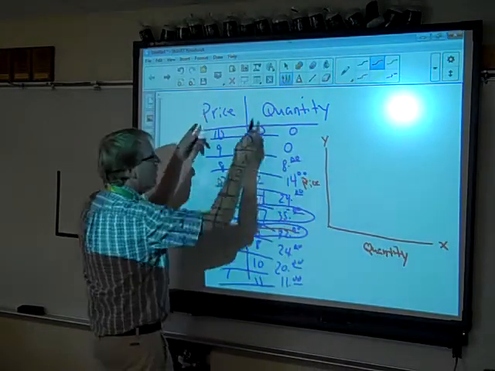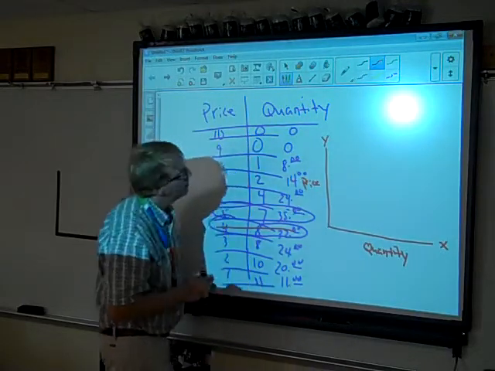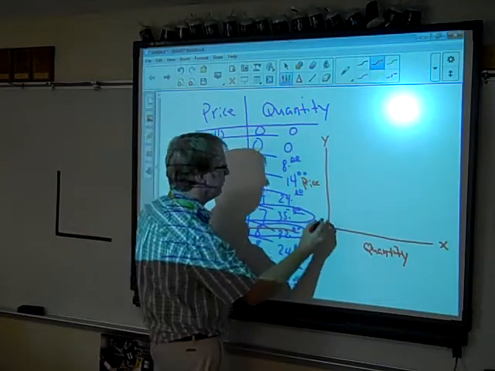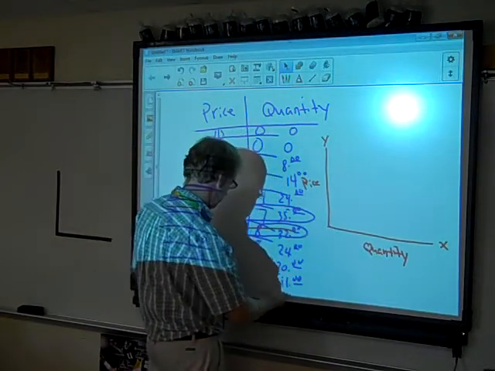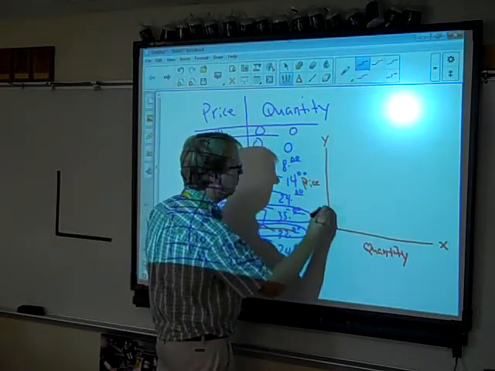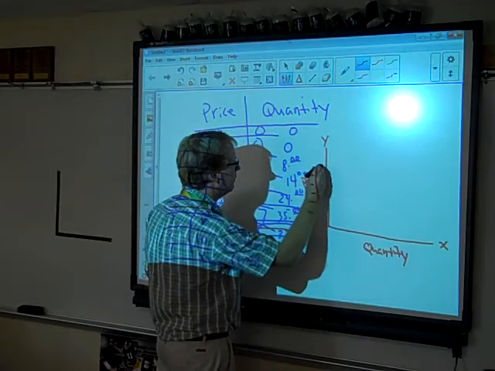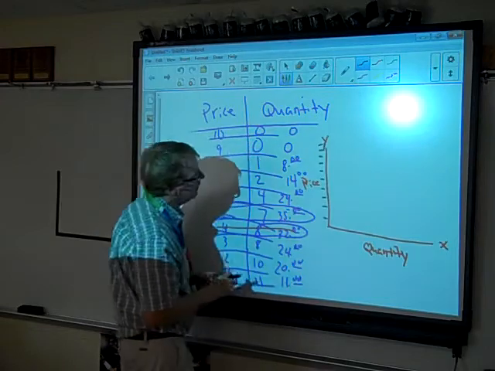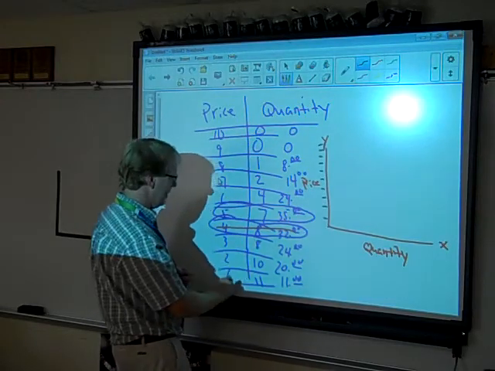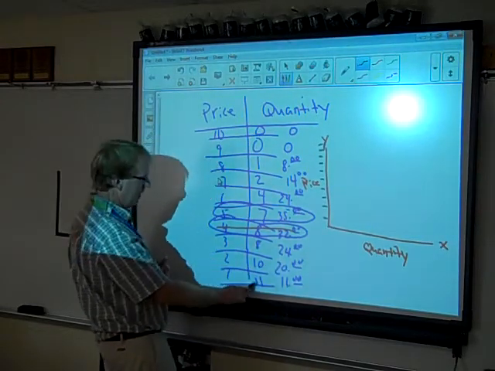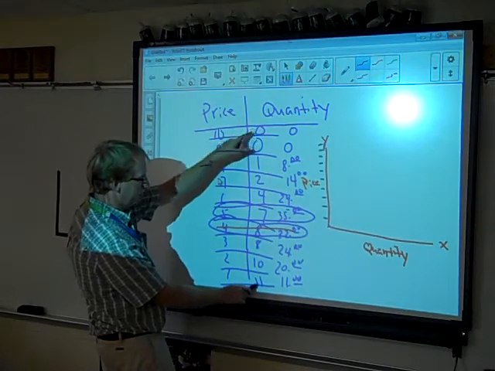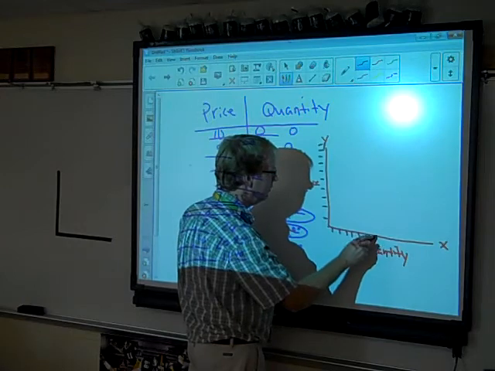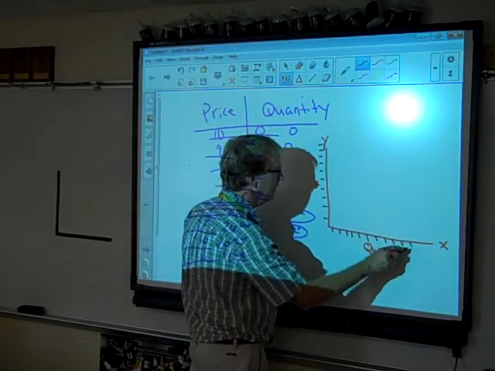Okay? Price, quantity, price, quantity. Now if we have price going from $1 to $10, that means I need to do that on my graph. So let's get this 1, 2, 3, 4, 5, 6, 7, 8, 9, 10. A little bigger there. 10's up above the graph, sorry about that. And then we have quantity going all the way to 11, right? From 0 to 11. So 1, 2, 3, 4, 5, 6, 7, 8, 9, 10, 11.